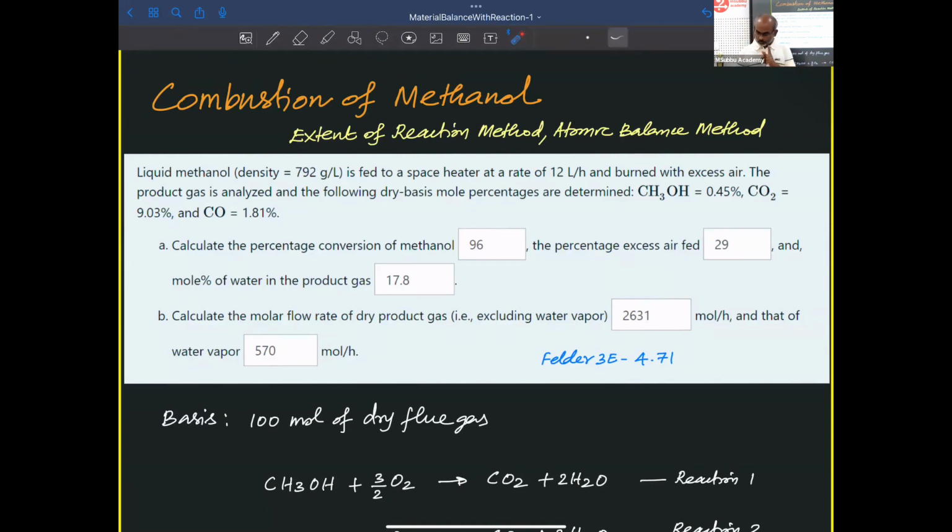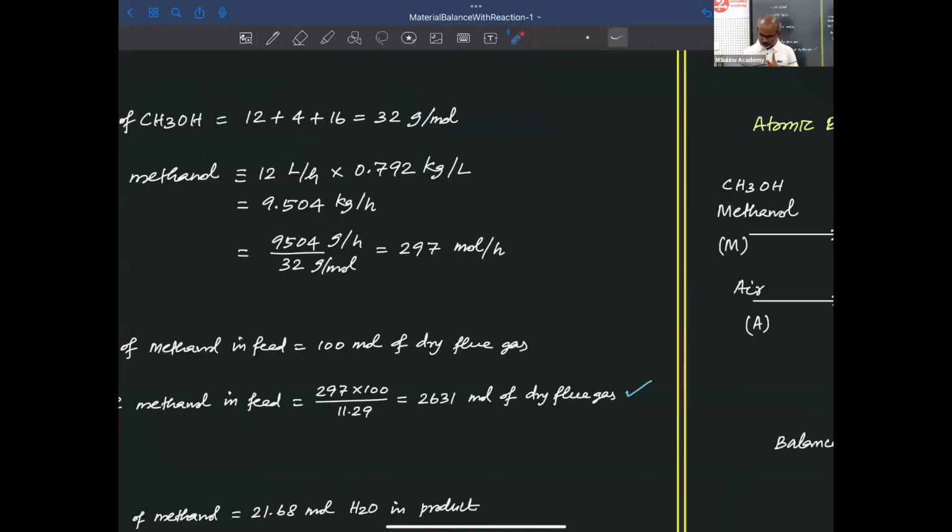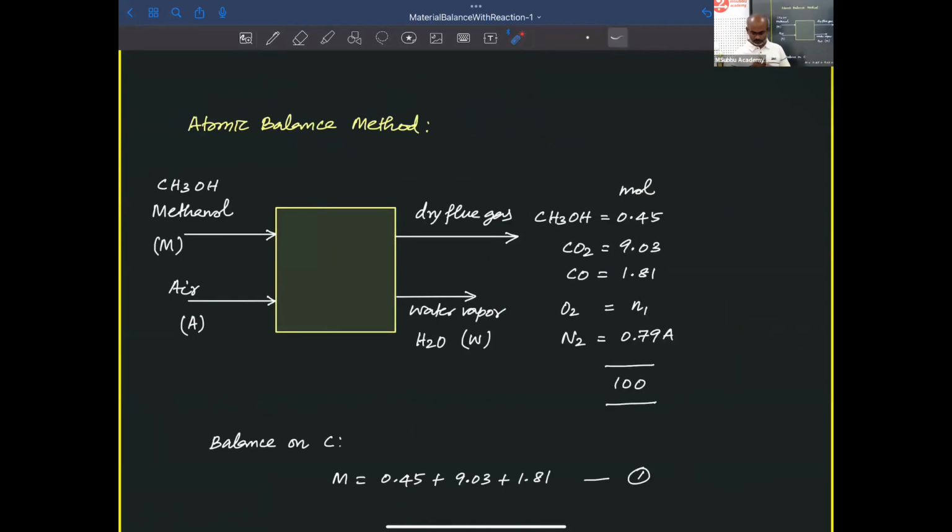Okay. Of course, one more method I should also explain, what is called the atomic balance method. So here, in this atomic balance method, we don't write anything about the reactions. We simply make a balance on atoms of carbon, hydrogen, oxygen, and nitrogen. Because there are four atoms here, no? Carbon, hydrogen, oxygen, and nitrogen. So there are four atoms, so you can write four balances and solve the problem without writing any reactions.